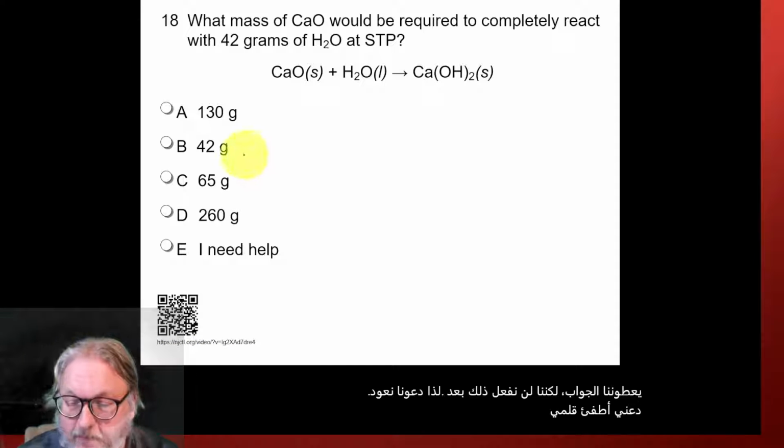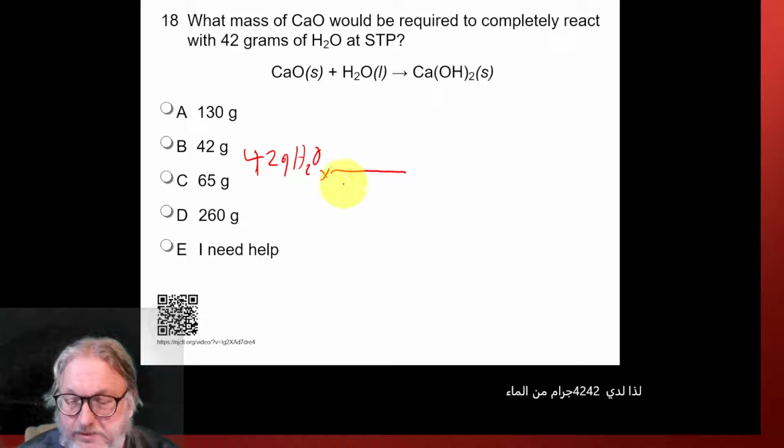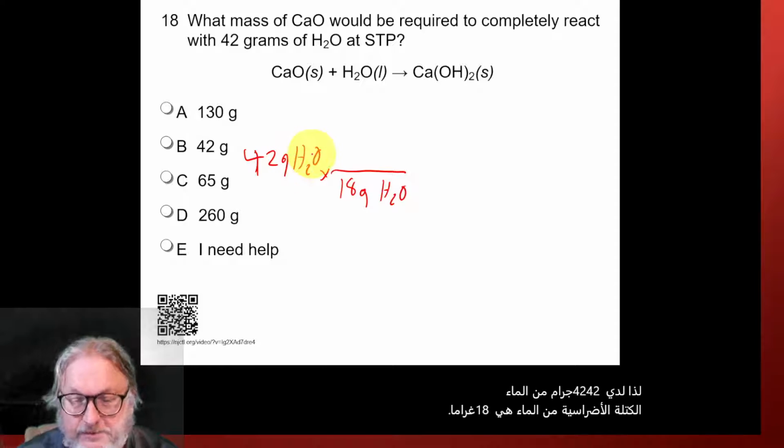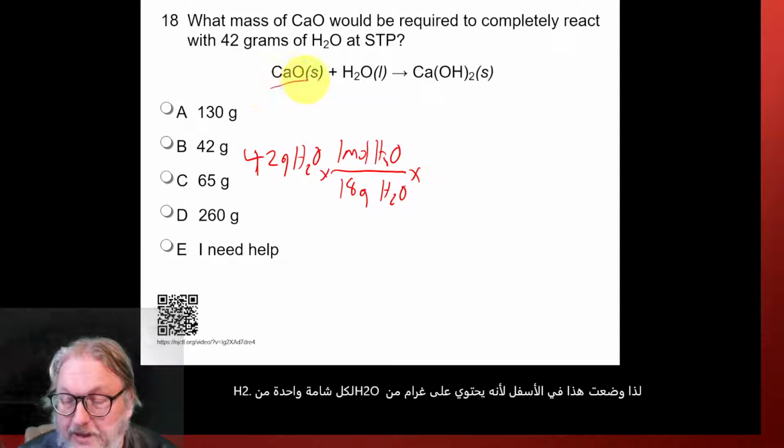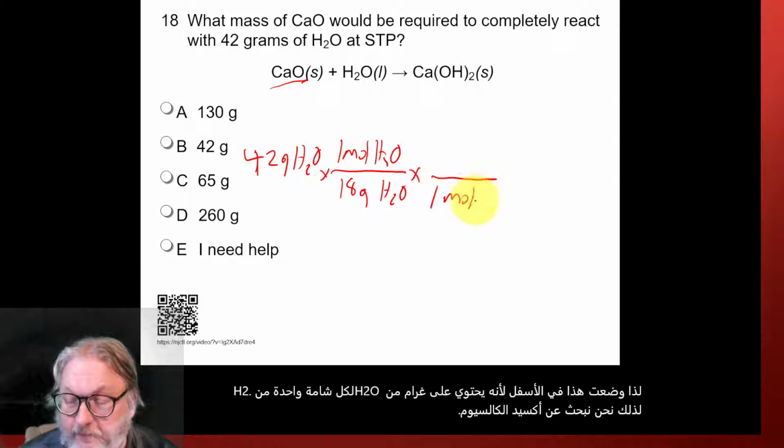So let's go back. Let me get my pen turned on. Okay, so I've got 42 grams of water. The molar mass of water is 18 grams. Notice I put that on the bottom because it's got grams of H2O for every 1 mole of H2O. Okay? So we're looking for calcium oxide, and I see that for every 1 mole of water, I'm going to consume 1 mole of calcium oxide.